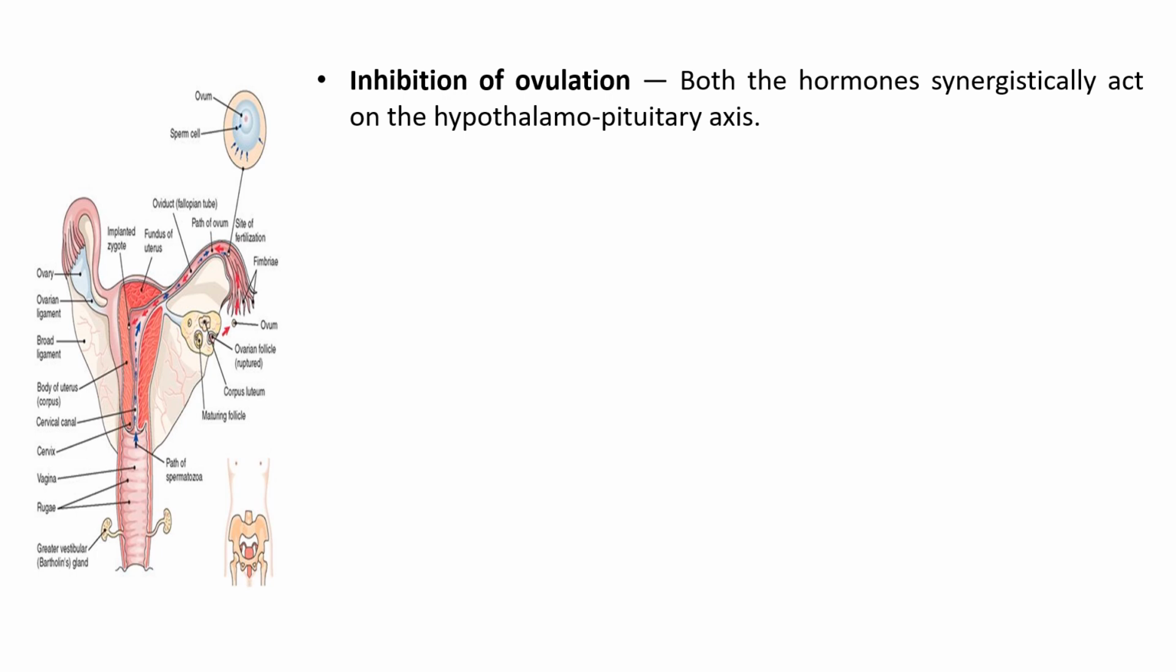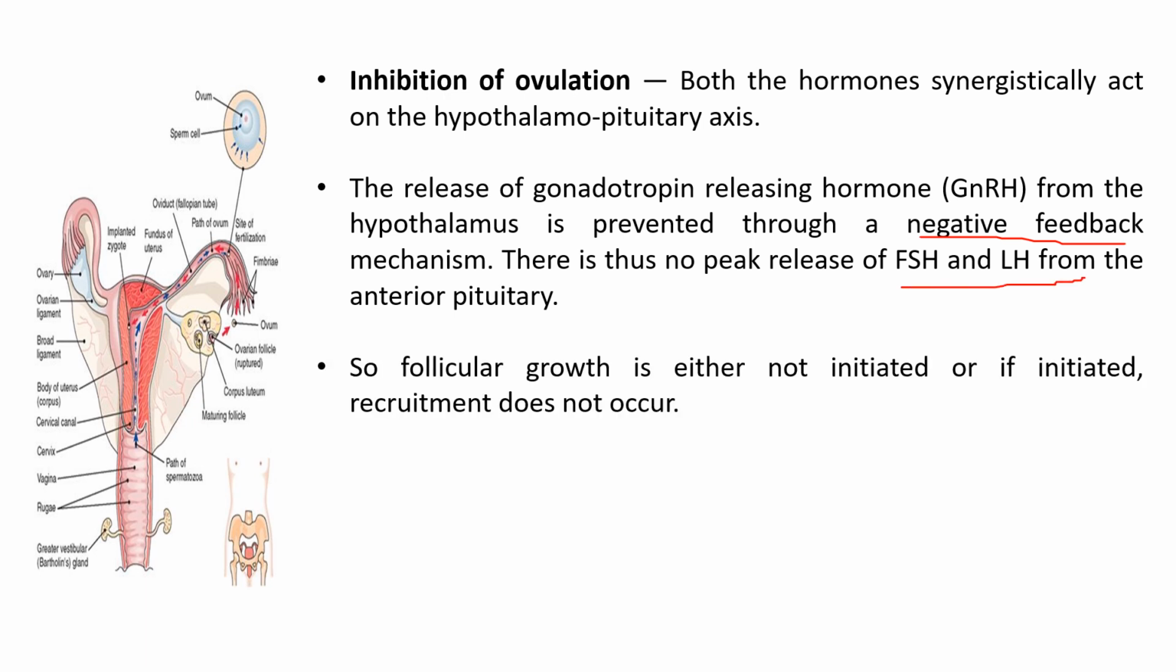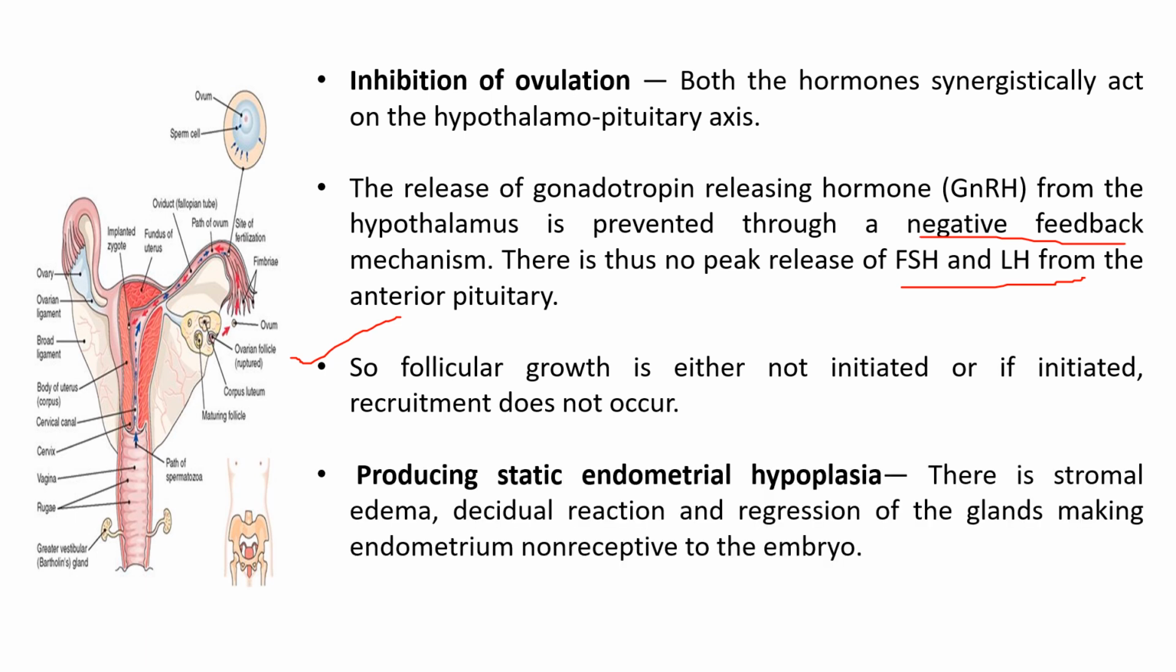In the proliferative phase, or the pre-ovulatory follicular phase, we give estrogen and progesterone, so they will give a negative feedback on the higher centers, so there will be no LH and FSH, and the follicle formation will be prevented. The release of gonadotropin releasing hormone from the hypothalamus is prevented through a negative feedback mechanism. There is thus no peak release of FSH and LH from the anterior pituitary. So the follicular growth is either not initiated, or if initiated, recruitment does not occur.